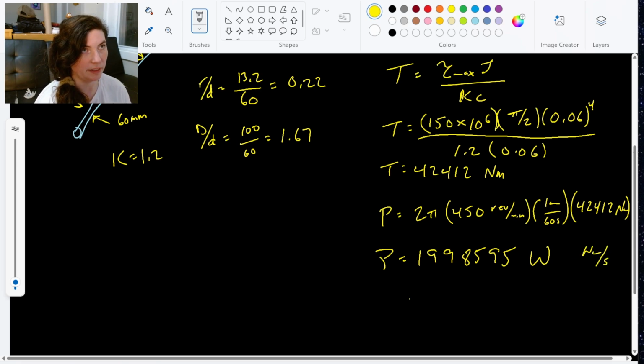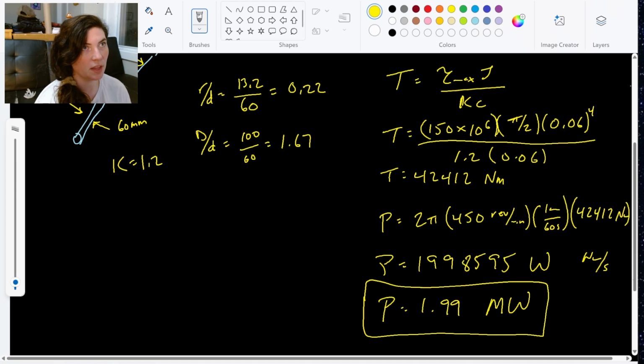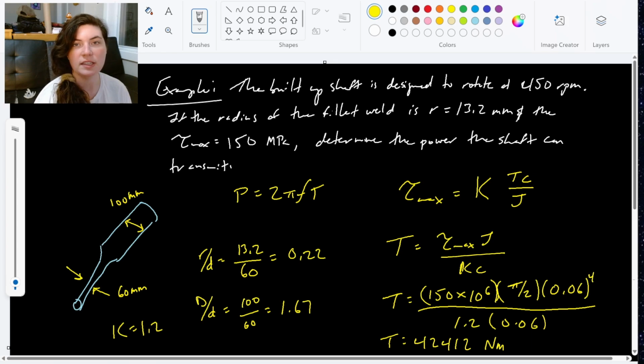Or you can simplify this, and go ahead and write this as 1.99 megawatts. Decent bit of power there. So that's it. It's just a matter of looking in the right places to use that chart, learning how that chart works, how we find values from it, and then just plugging it in with our common torsion equations that we've seen.